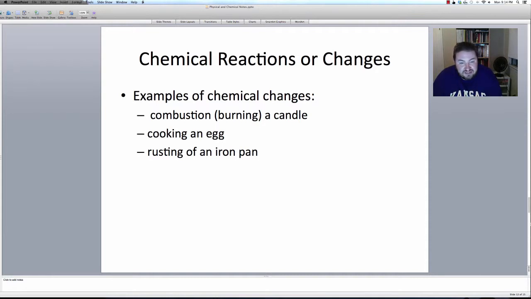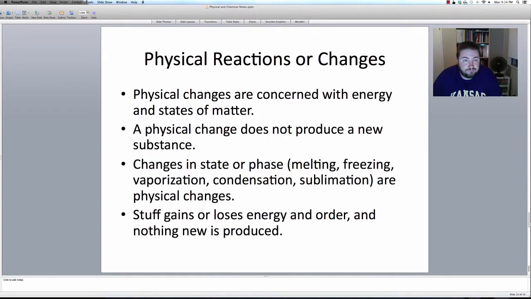Or rusting of an iron pan or an iron nail. Anytime we have rusting, iron is actually mixing with oxygen in the air in a chemical reaction that we can't get back. We scrape off the rust, we're actually scraping off the entire new thing that we just made.